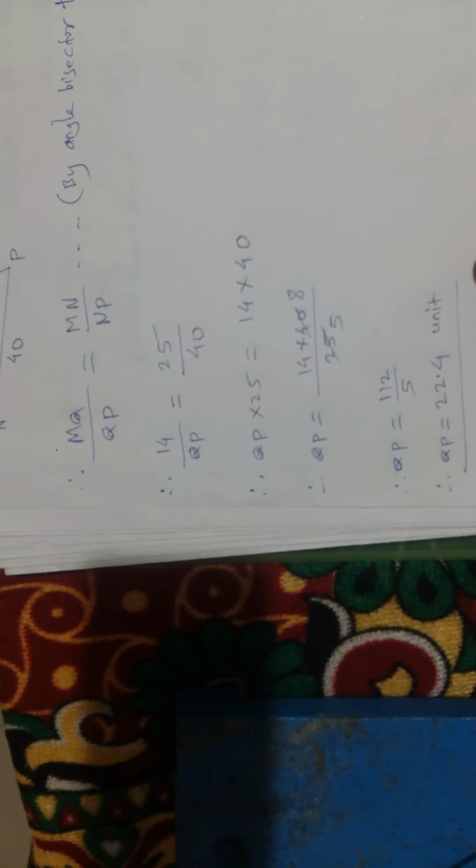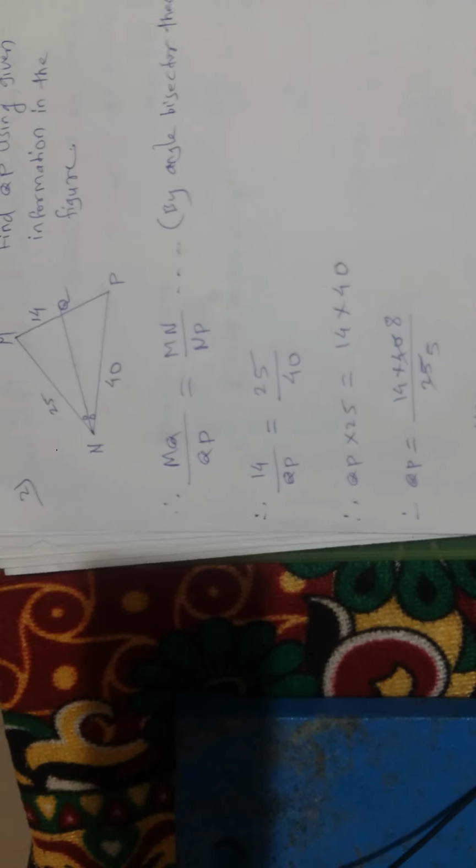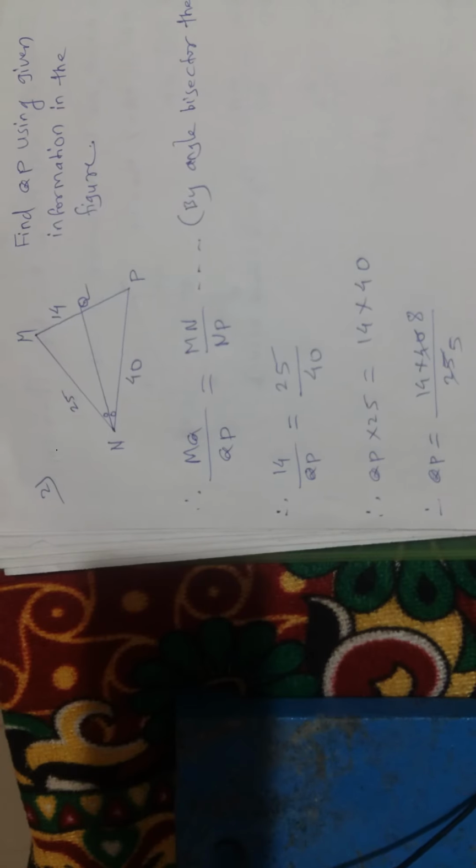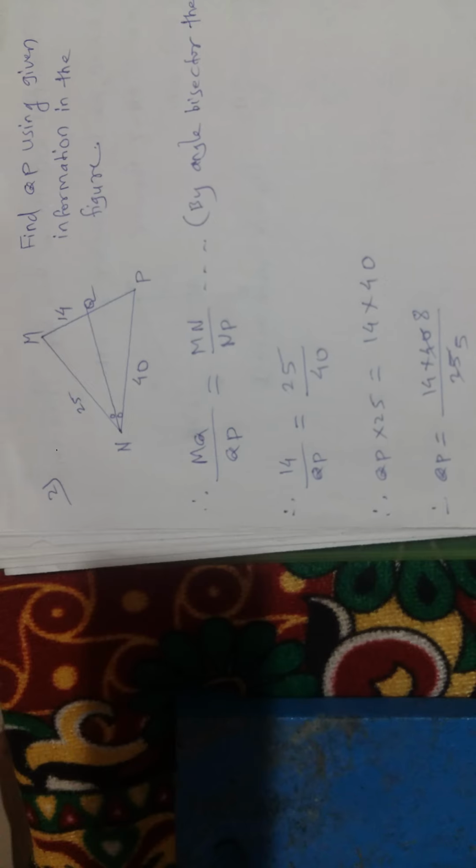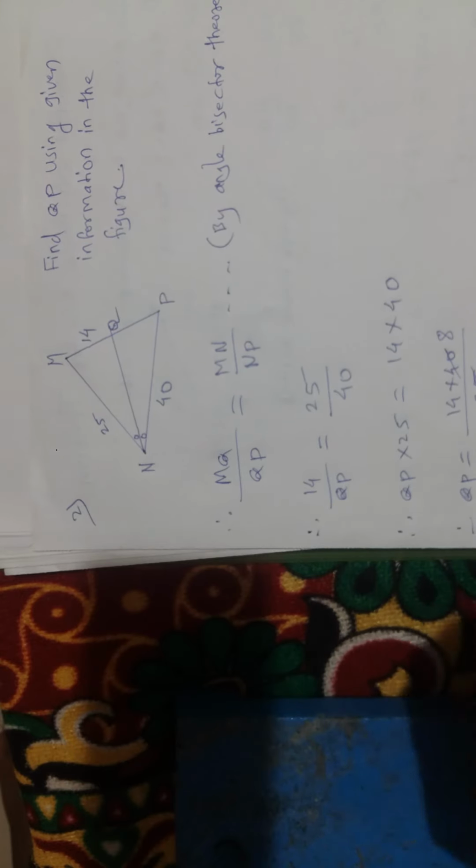Okay, this is the second example on the angle bisector theorem. You should solve all the examples on this property.